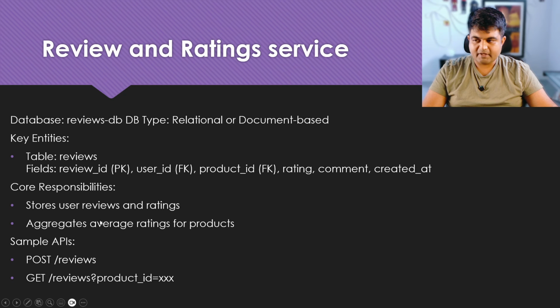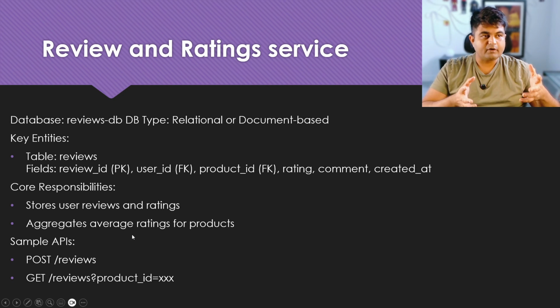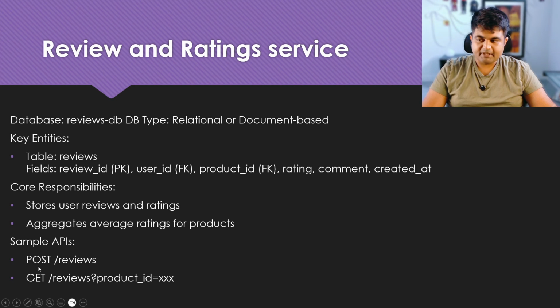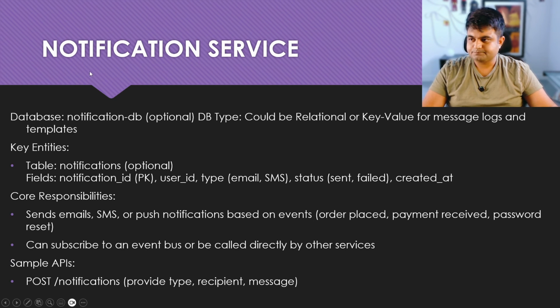Core responsibility is quite straightforward, like store users' reviews and ratings, and then it aggregates the average ratings and updates them for any particular product. So based on that, we can put it in the algorithm to show which products to show first whenever some users start typing about some items. And the sample API is once again a simple get and post API to post reviews and get reviews for any particular product. Next one is our notification service.